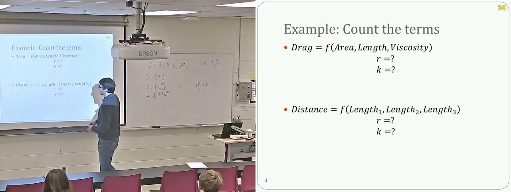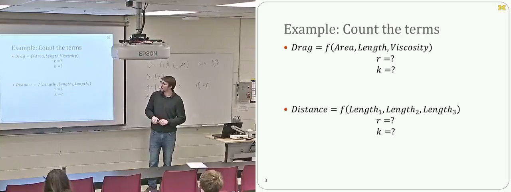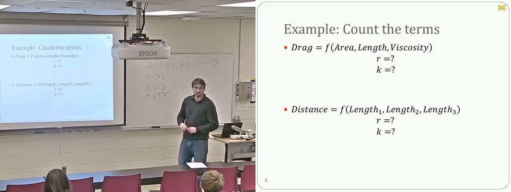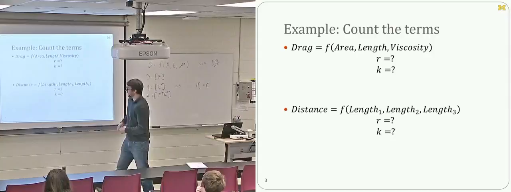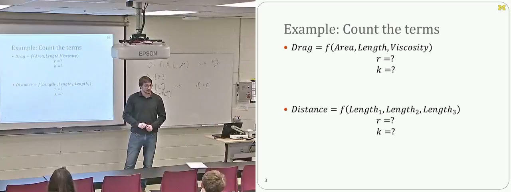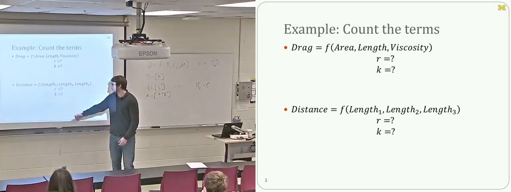So how about the second one? K in this case. K is still equal to 4. Right? There's still 4 variables. It's nothing saying that length 1, length 2, length 3 have to be related to each other. Right? This could be the distance from Ann Arbor to Timbuktu, and this could be the distance across the room. Unrelated.